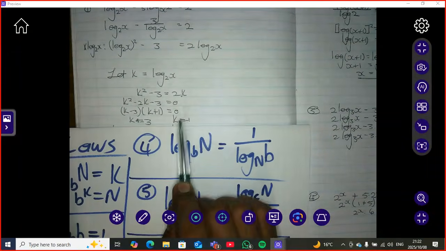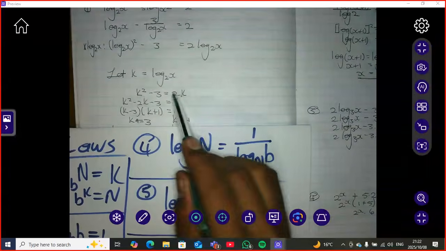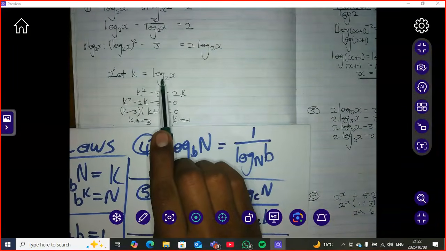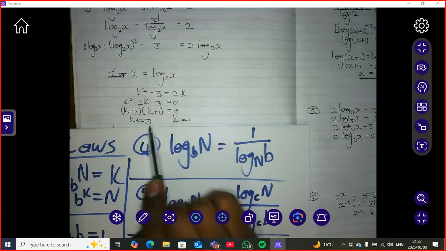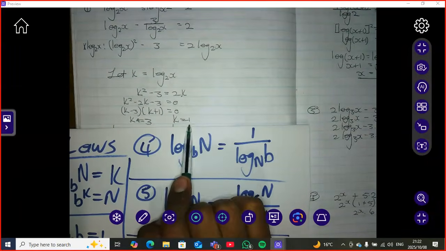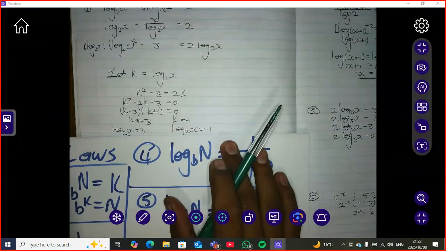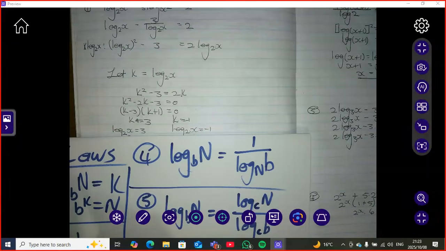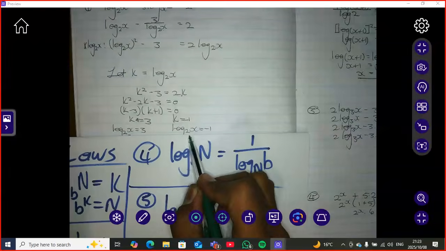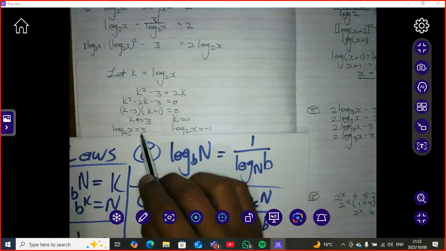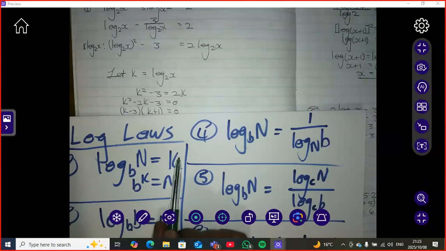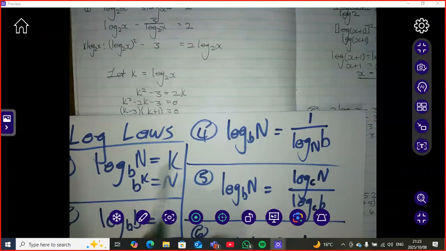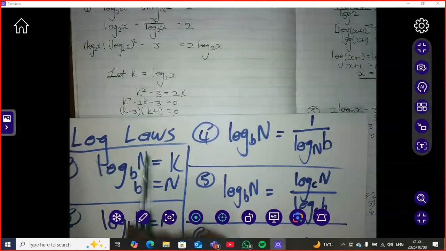Then I take back now. I say k is log 2x. So log 2x equal to 3 and log 2x equal to negative 1. Here you have it over there. So then I now want to get my x alone. And the only way I can do that is if I apply the first law. So I drop the base, and the number on the other side becomes the exponent, and then the number goes to the other side.